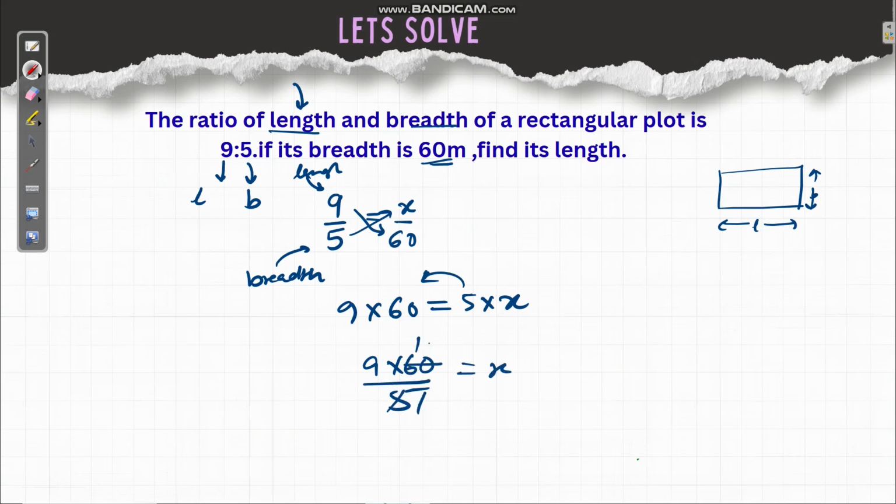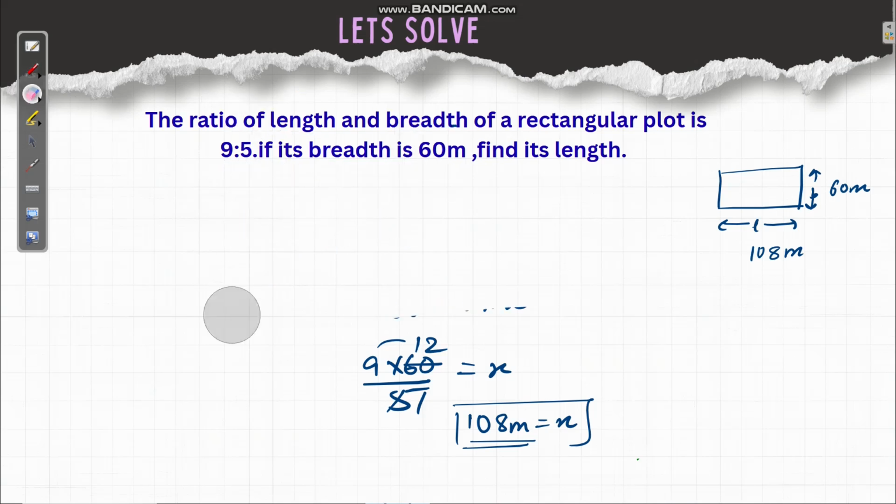5 1s are 5, 5 12s are 60. So when you multiply 12 9s are, you will get 108 as your answer. That is in meters, so you write the units properly. So it's 108 meters is equal to x. So your length is 108 meters and this is your 60 meters. This is one way of solving this.